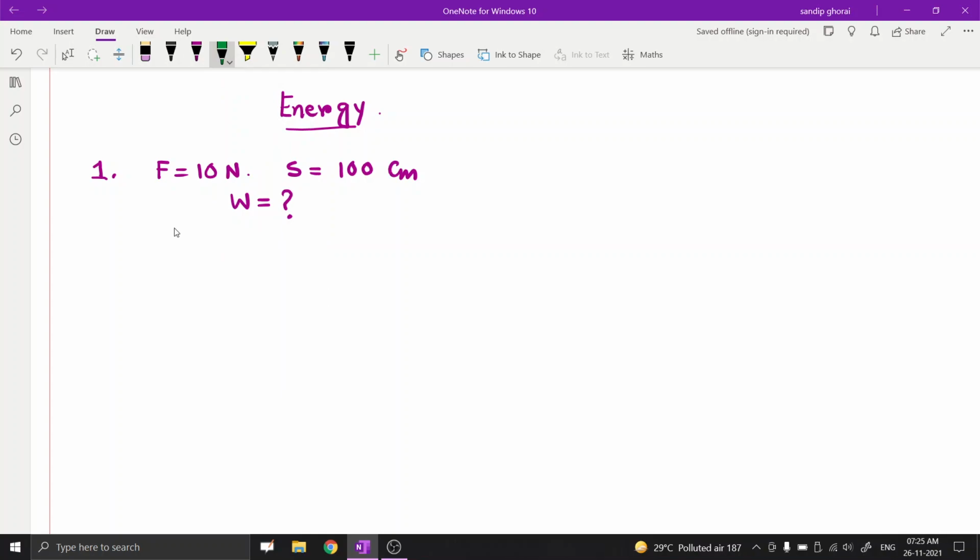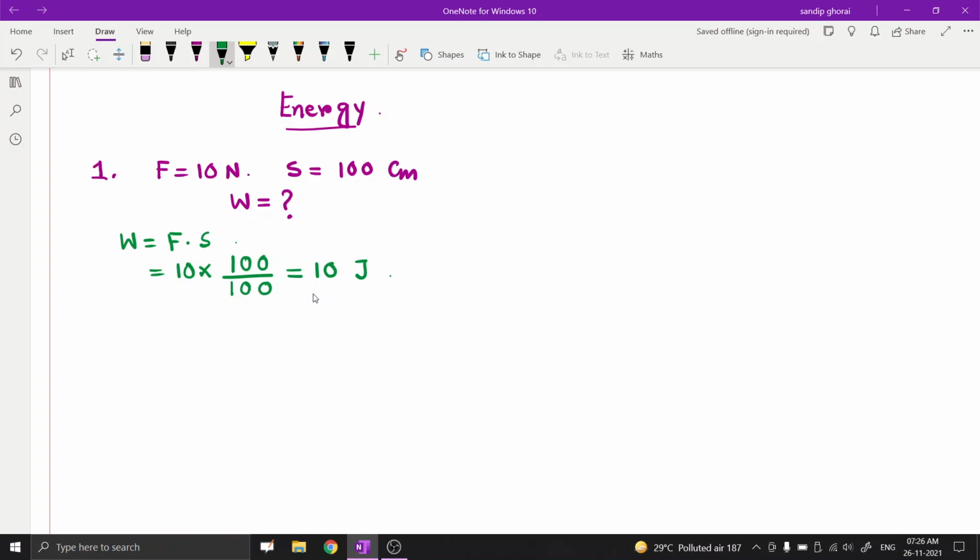Simply we apply the relation W equal to F into S, and here the value of F is 10 and S is 100 centimeter, so we have to change the unit. That means 100 divided by 100 meter, because 1 centimeter is equal to 1 by 100 meter. So the final answer is 10 joule is the work done.